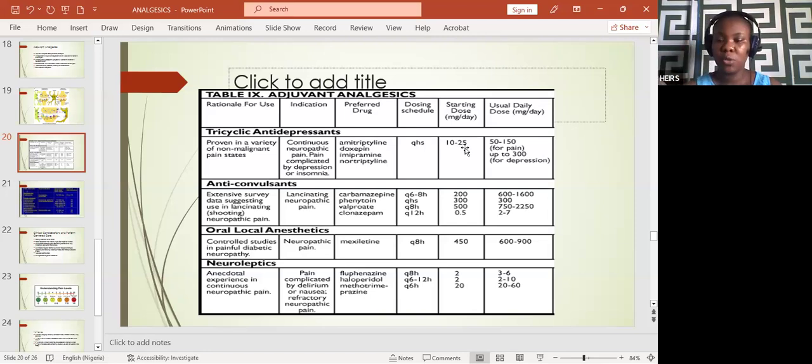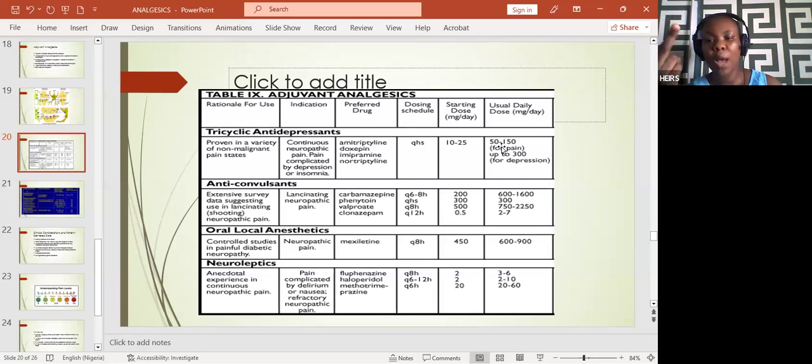If the pain is still not controlled, you go to 25 milligrams. If the pain is still not controlled, you go to 50 milligrams, and you can go as high as 150. As high as 150 milligrams is 6 tablets in a day. So that could be 2 in the morning, 2 in the afternoon, 2 at night.